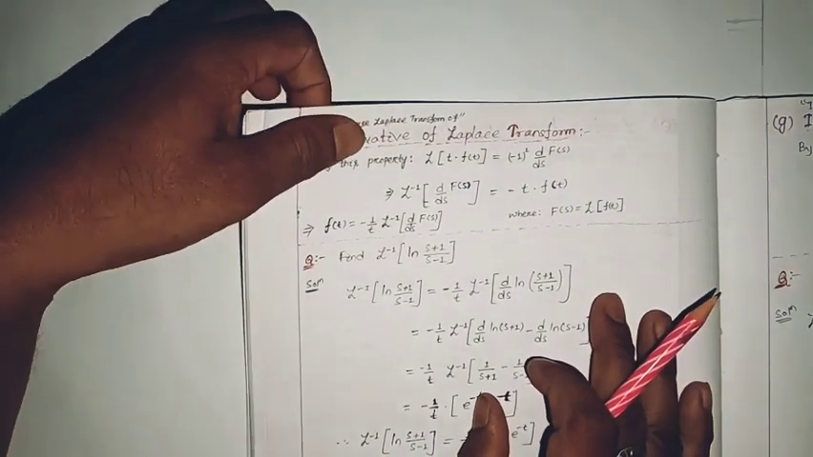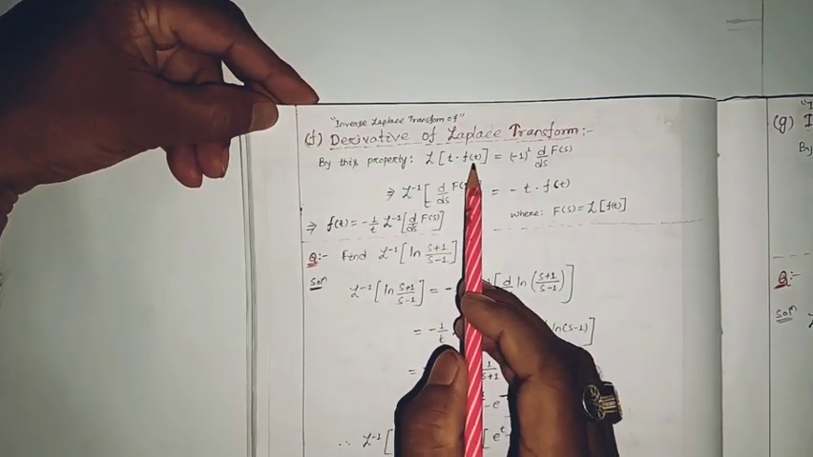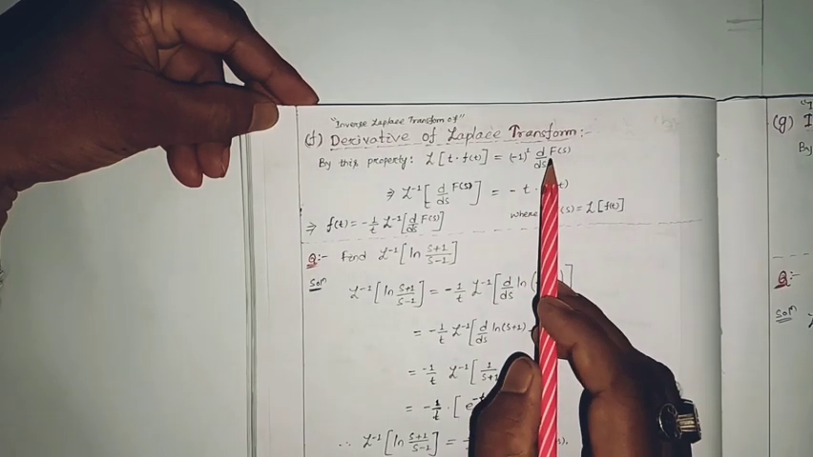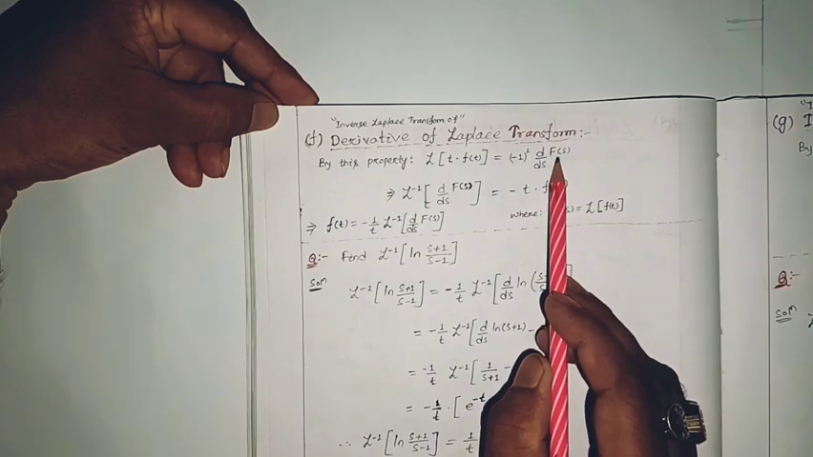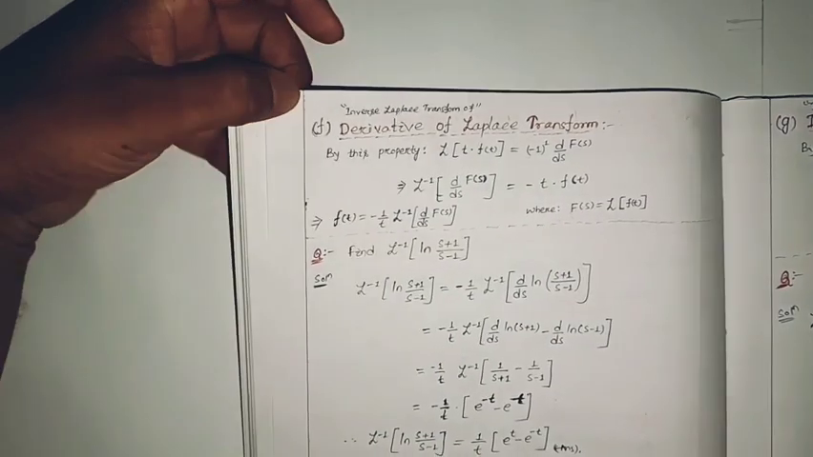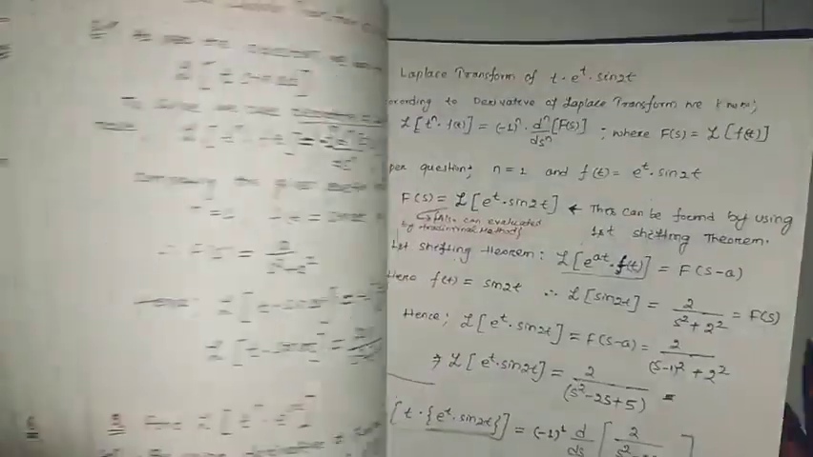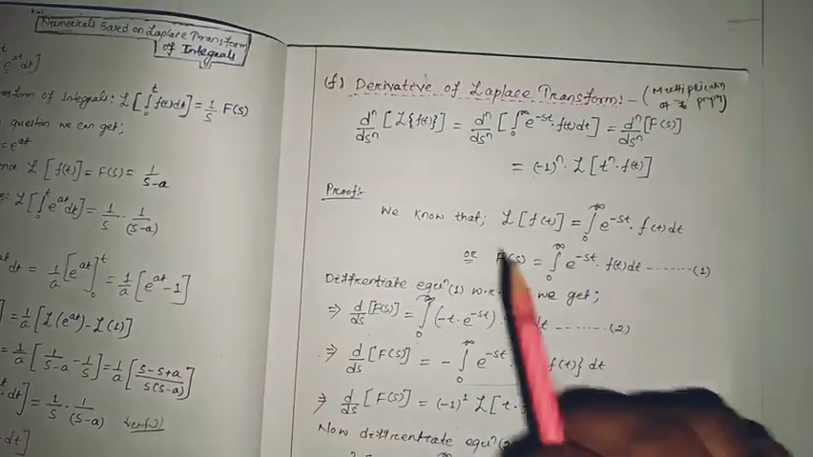According to this property, we know the Laplace transform of t times f of t equals minus 1 to the power 1 d by ds of capital F of s. This is the derivative of the Laplace transform, which we have already discussed.